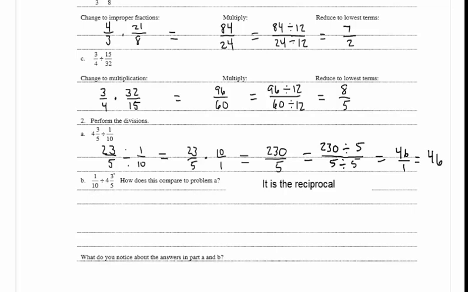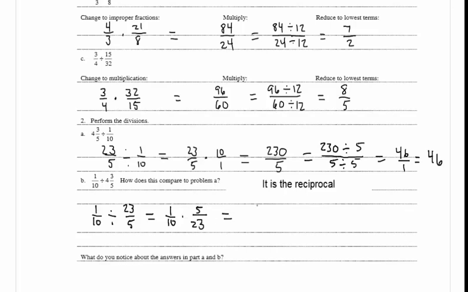I'm going to change my mixed fraction, which we've already done. So I'm going to write this as 1/10 divided by 23 over 5. And now I'm going to turn it into a multiplication. So I have 1/10 times the reciprocal of 23 over 5, which is 5 over 23.